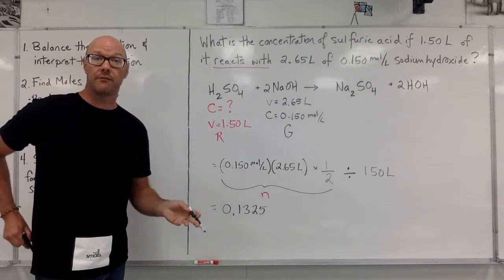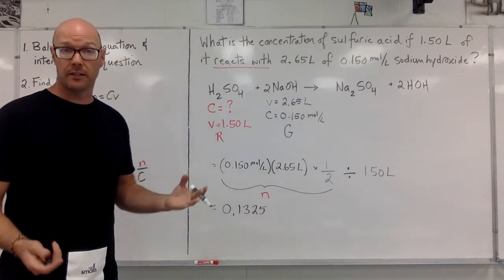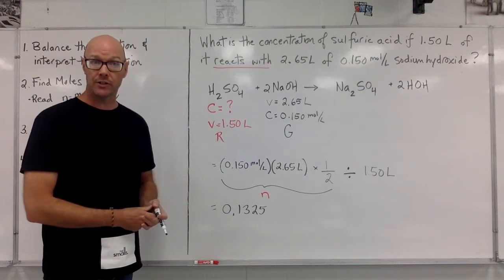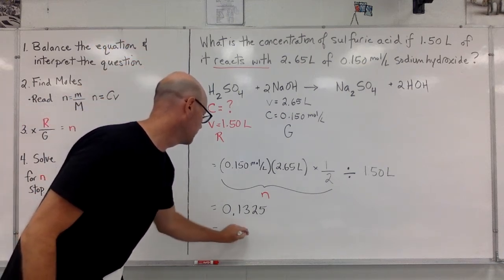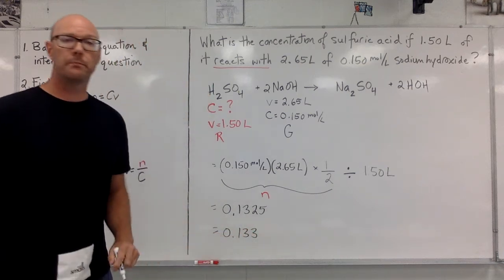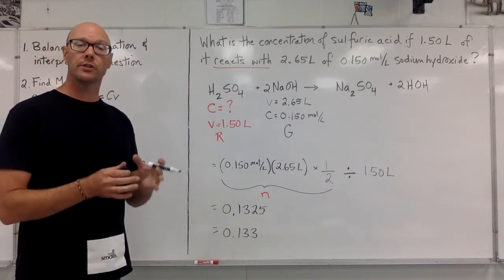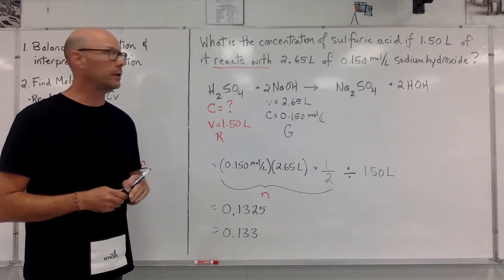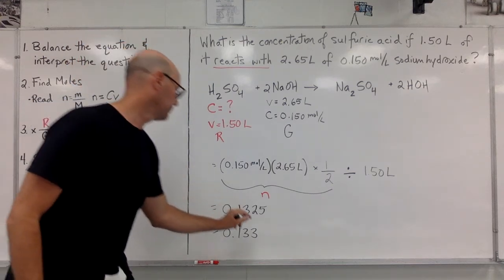We need to think about significant digits. The numbers in the question here all have 3 significant digits, so we must round our answer off appropriately. Rounds up to 0.133, and finally, we need units. This is the concentration. We're not exactly used to it yet, but the units for concentration, moles per liter.